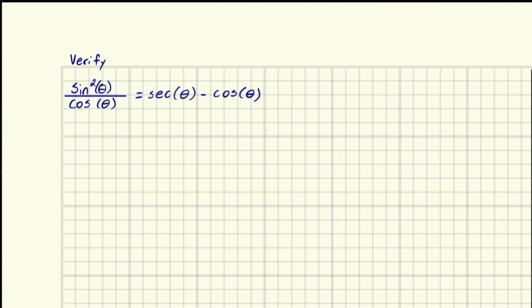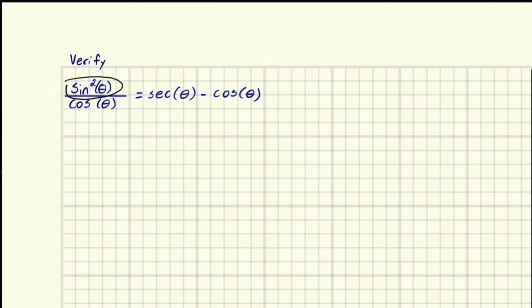Eric Burgess here, and we've been asked to verify that sine squared theta over cosine theta is equal to secant theta minus cosine theta. So let's begin to see what we can do to this side to make it look like that side. And then once we figure it out, we can write the more formal proof.